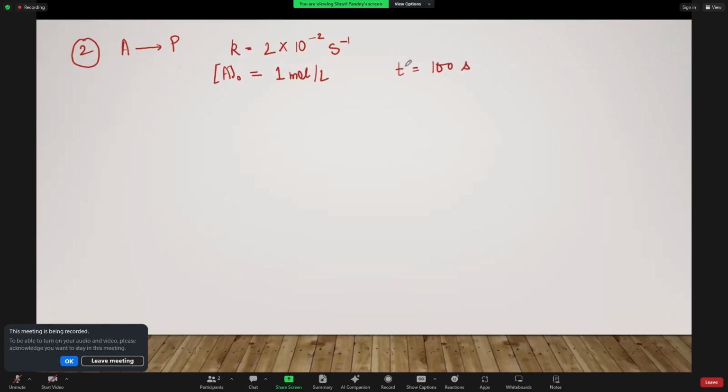So the question is very easy. They have given the initial concentration, they have given time, they have given K, and you need to find the value of A at this time. But you will observe in the question that they have not provided the order of the reaction.